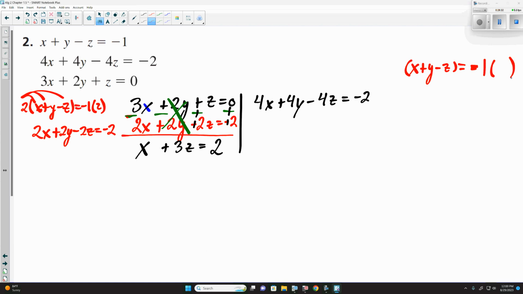Now we need to multiply our top equation by a number so that our y's match with the other one. This time we're not multiplying it by 2. We're going to multiply it by 4. So if we distribute the 4, 4 times x is going to be 4x, plus 4 times y is 4y, minus 4 times z is 4z, is equal to negative 4.